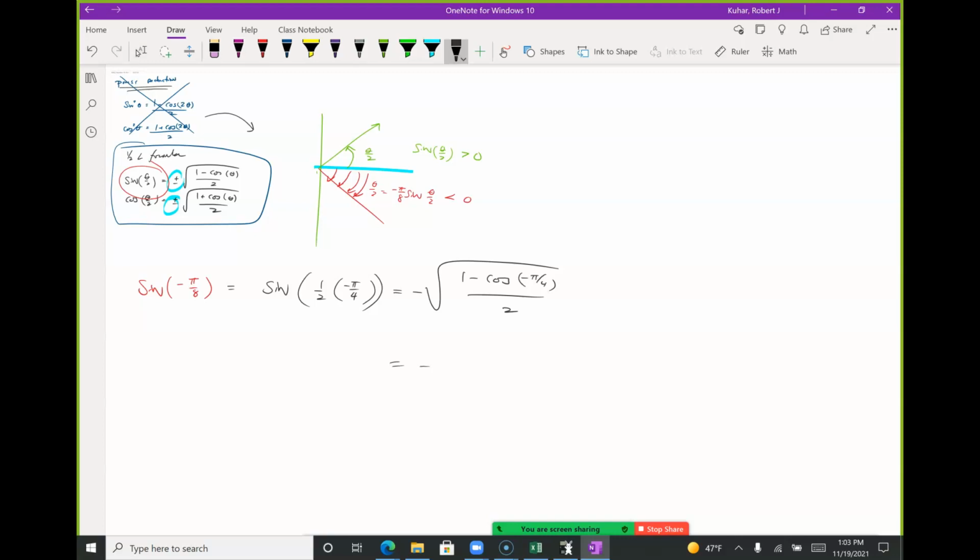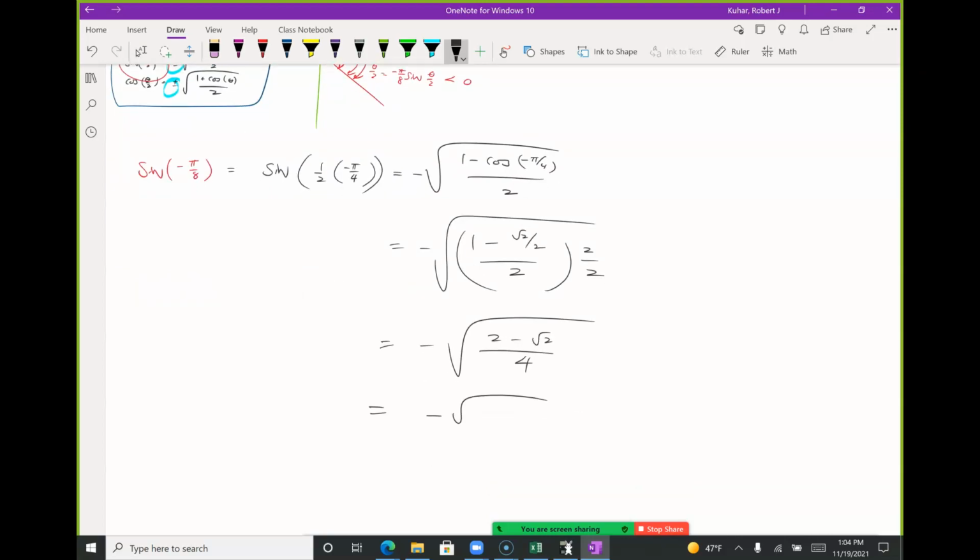So I get negative square root of 1 minus rad 2 over 2. Remember, cosine's even. So whether I put a negative argument in or a positive argument in, I'm going to get the same result, all over 2. I have fractions within fractions, so I want to simplify them. I'm going to do a 2 over 2 here, and I get a negative square root of 2 minus rad 2 all over 4. So negative square root of 2 minus rad 2 all over 2. And that's the nice answer there.